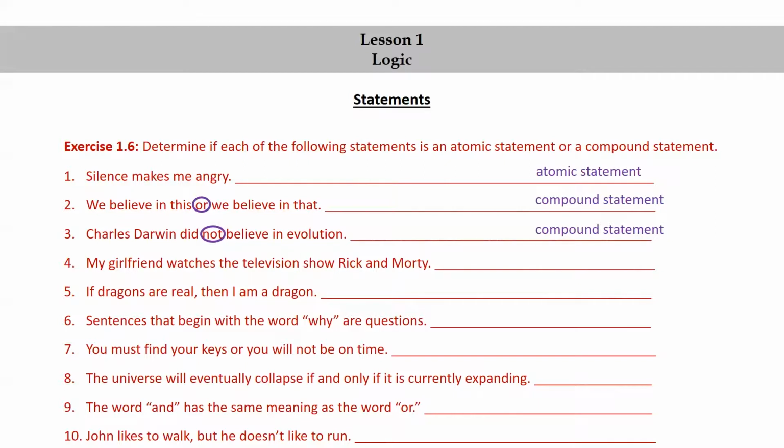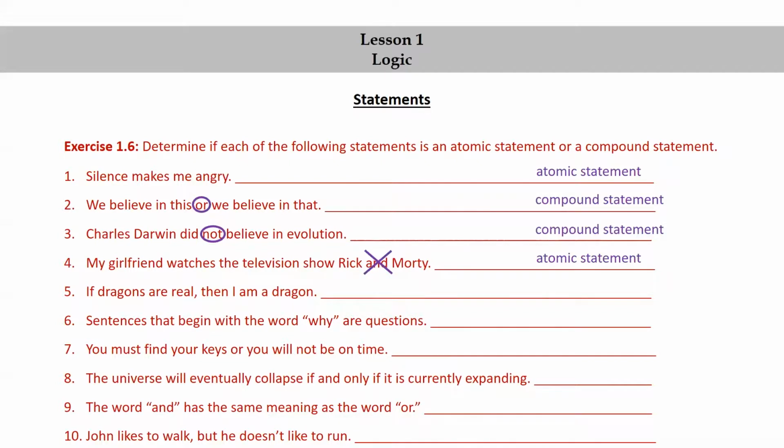My girlfriend watches the television show Rick and Morty. This is an atomic statement. Don't be misled by the word and appearing here. It is not being used as a logical connective in this sentence. It is being used as part of the title of the TV show.